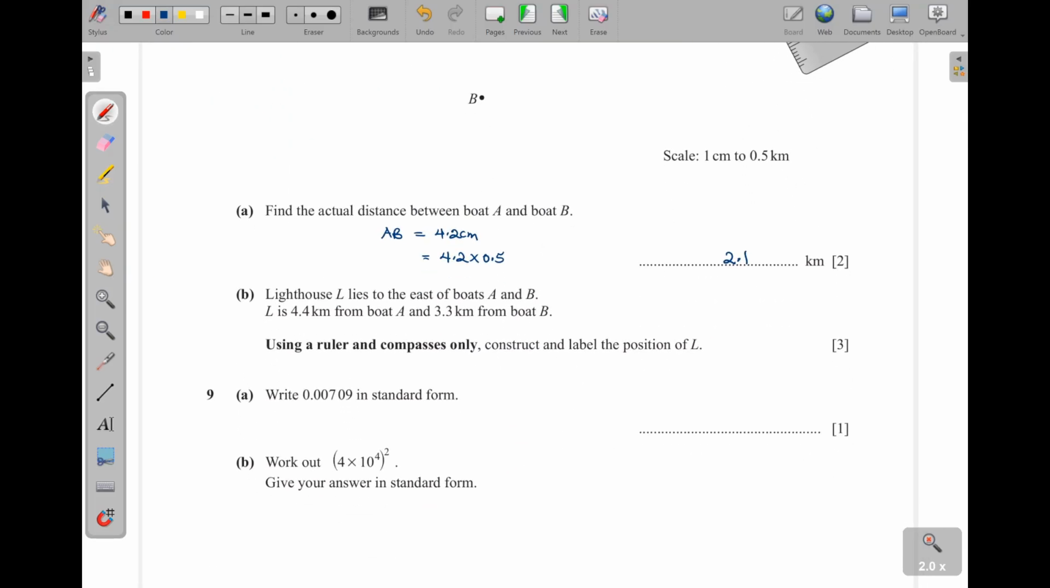Then part B, lighthouse L lies to the east of both A and B. Now on a compass diagram, east is this way, this is the north, this is south, this is west. When they say it lies east of both A and B, and we can see maybe A is there, maybe B is here. So east is just this side.